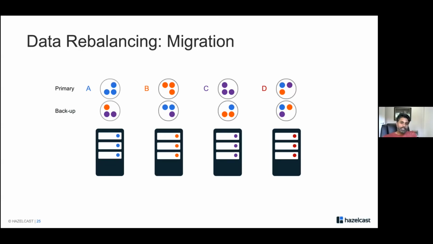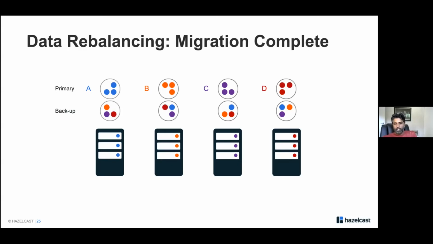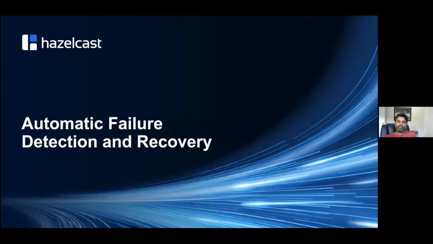But for the applications, they did not know that a new node, node D, had joined the cluster. For them, the cluster was still operating under the normal procedure. So it did not affect the availability of the data which was already there in the cluster.